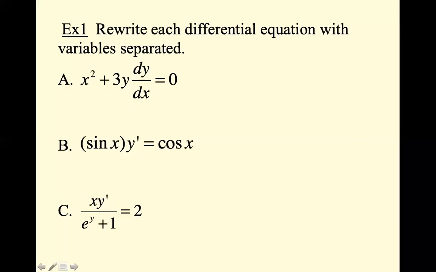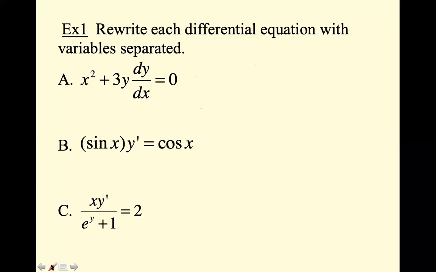All right, so example 1 says, rewrite each differential equation with the variables separated. On your notes handout, you should see the whole procedure that we do to do this. So what you're trying to do, first of all, is get dy/dx by itself. If the derivative is written as y prime, one of your first steps would be to write that as dy/dx and so forth. All right, so I'm going to start with this first one.